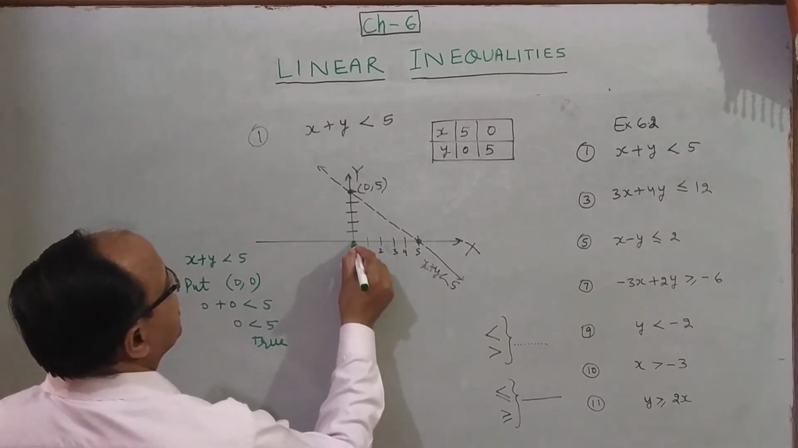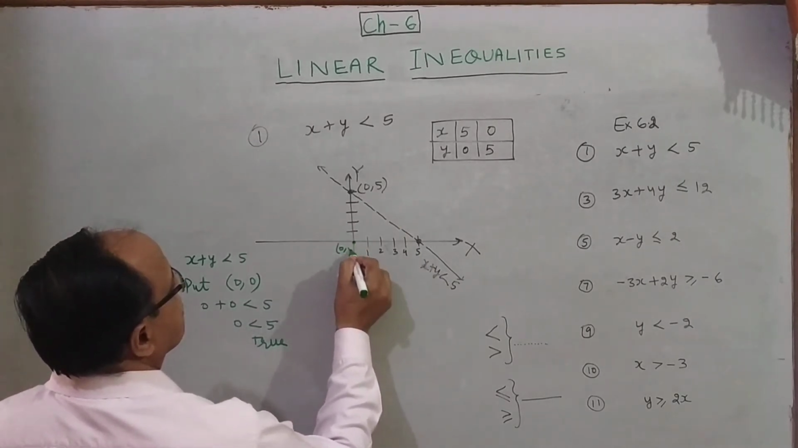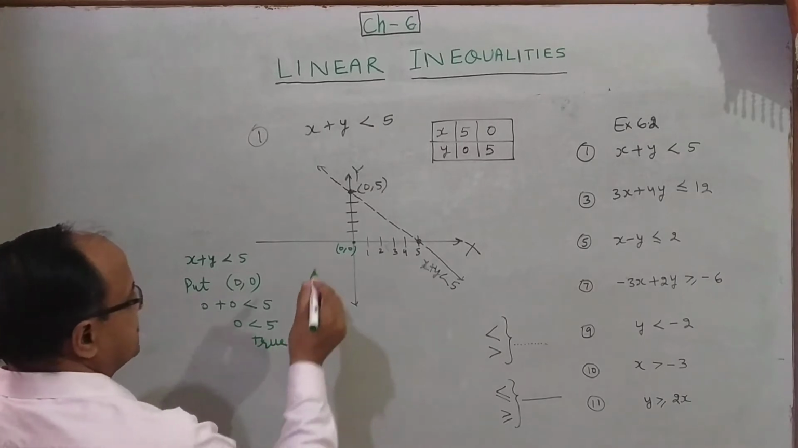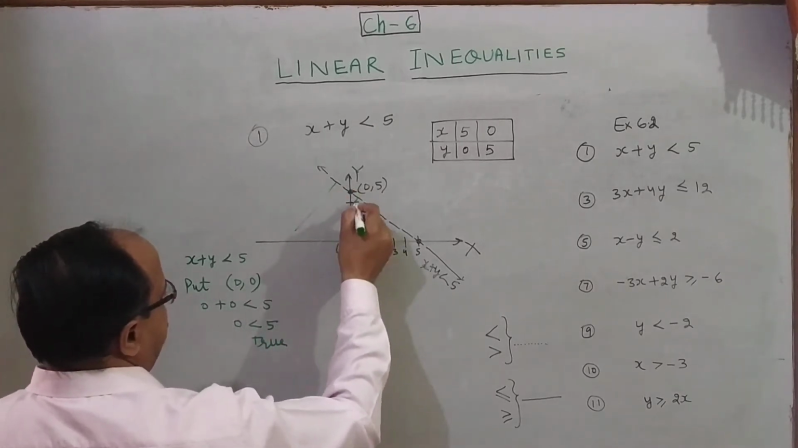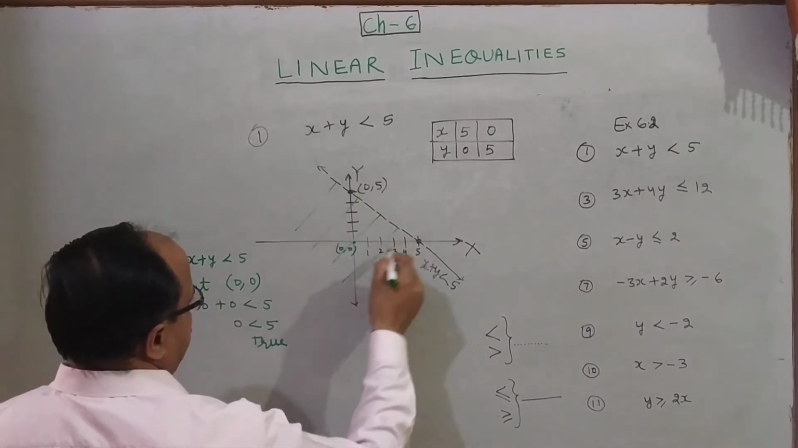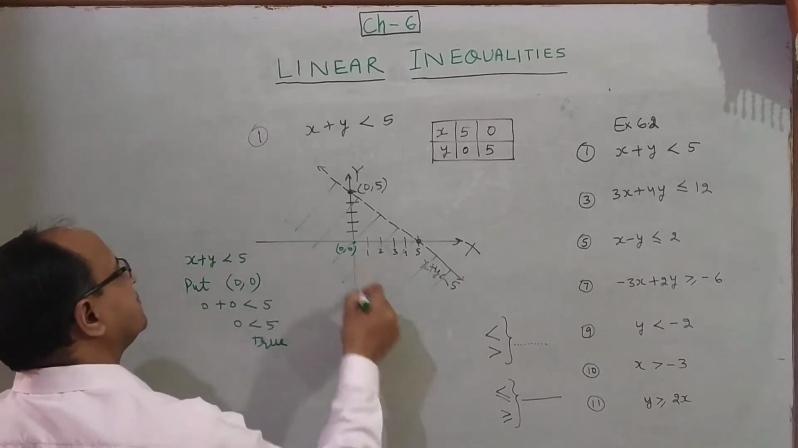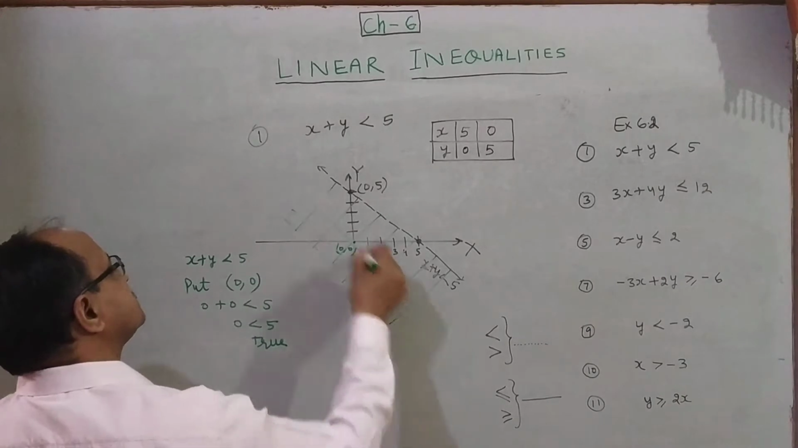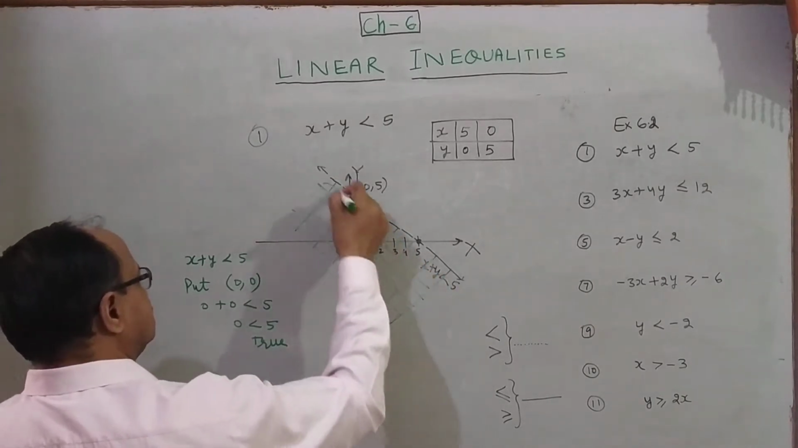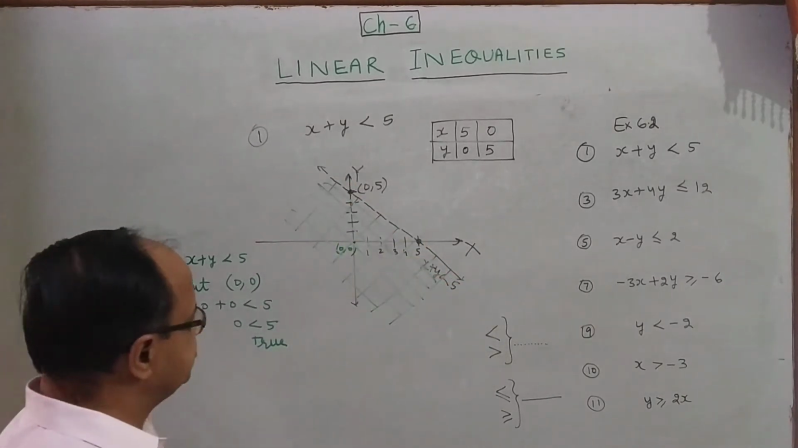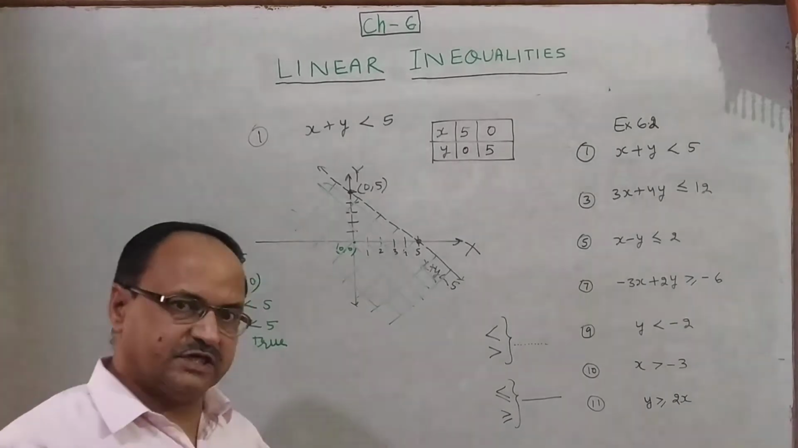Because this point is 0 0, and 0 0 satisfies this equation. So the shaded portion is this. This is the shaded portion. Clear? This is the answer of this question. Clear? This is the shaded portion.